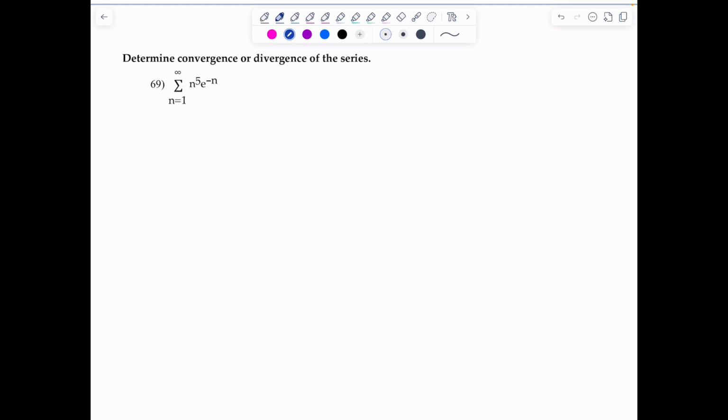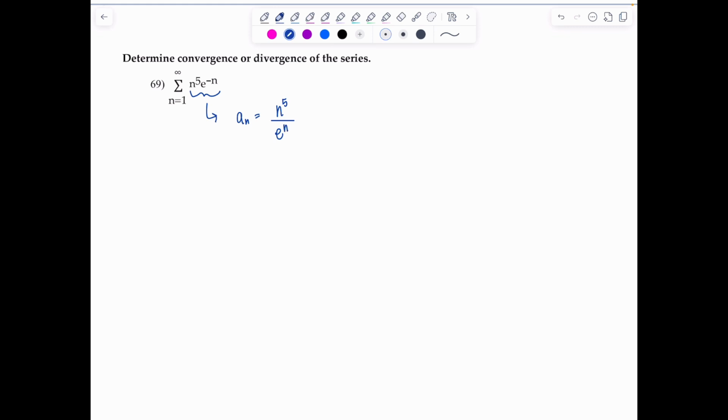So determine whether the series converges or diverges, and we have the sum n equals 1 to infinity of n to the 5th times e to the negative n. If you're like me, I don't love when there's that e to the negative n in there. Let's just rewrite it with a positive exponent so I can get a better feel for what's going on. So a sub n is n to the 5th over e to the n.